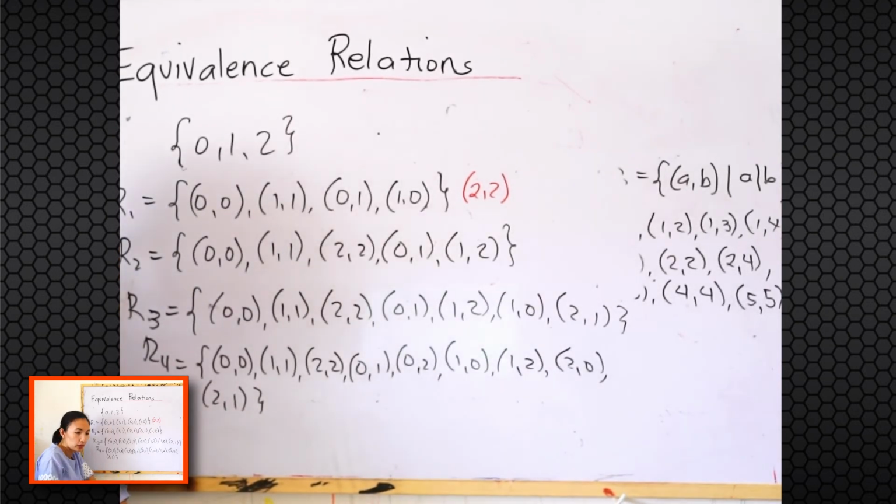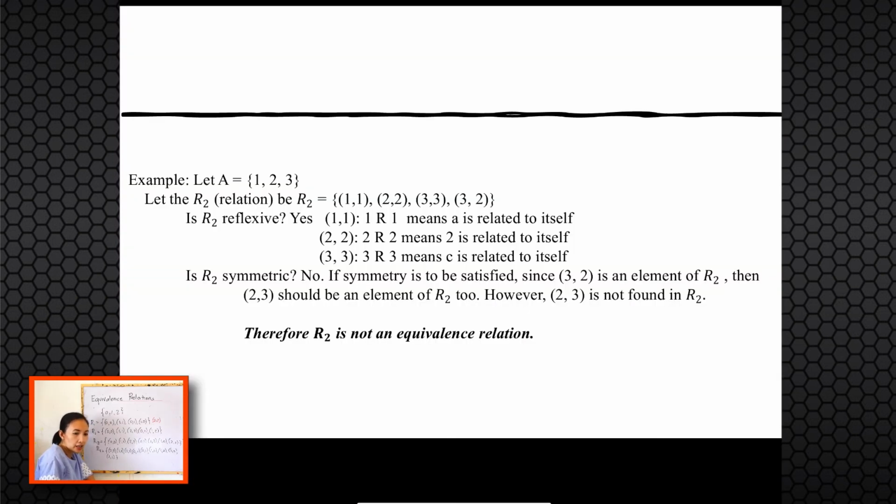Now we proceed to the next. Moving on to the next. Now let the relation be, for the second relation, the next problem I should say. Let A, the set whose elements are 1, 2, 3, and R2 be the relation whose elements are (1,1), (2,2), (3,3), and (3,2).